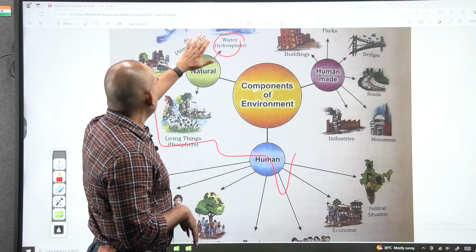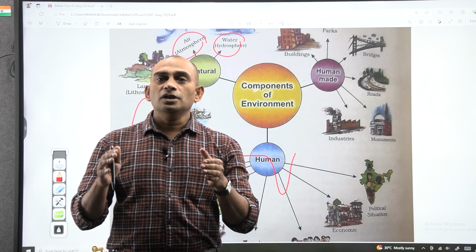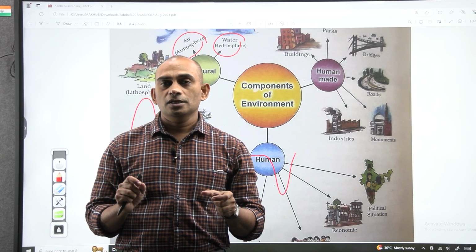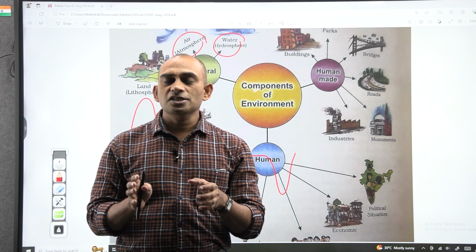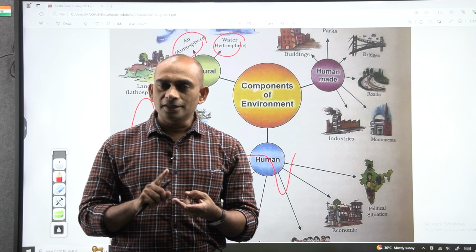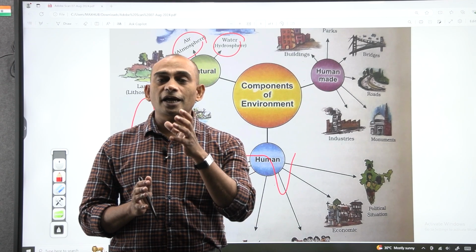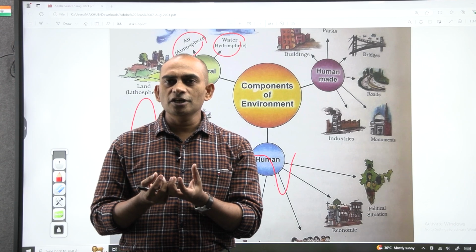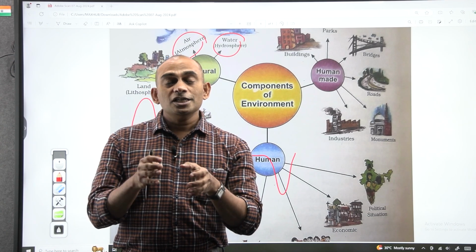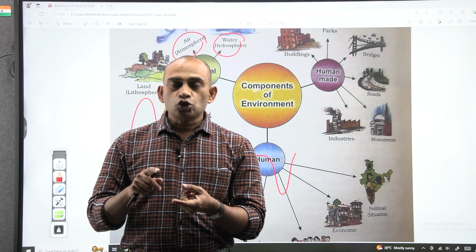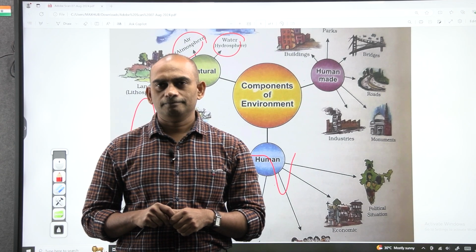Now, we are going to take up air, that is atmosphere. Atmosphere is a thin layer of air surrounding the earth. This atmosphere consists of a number of gases, dust, and water vapor. This earth has a gravitational force. This gravitational force holds this atmosphere around the earth. This protects us from the scorching heat of the sun and also harmful rays of the sun.